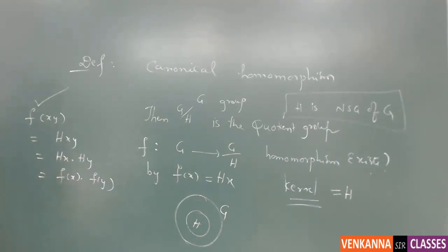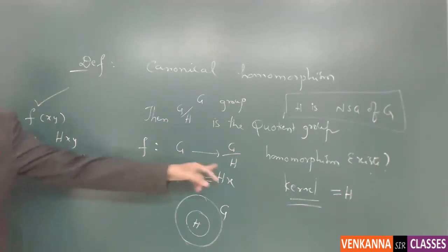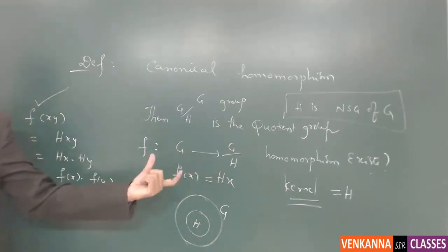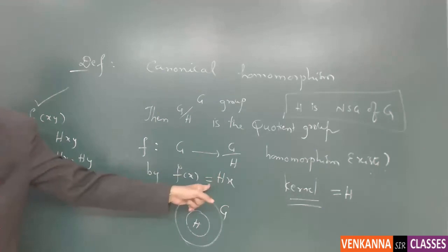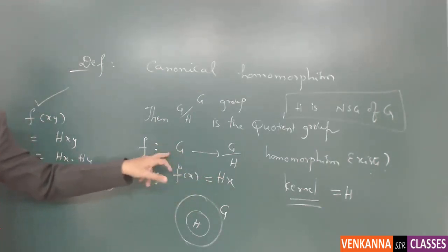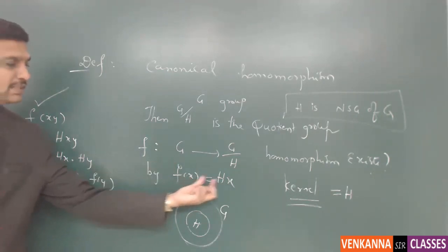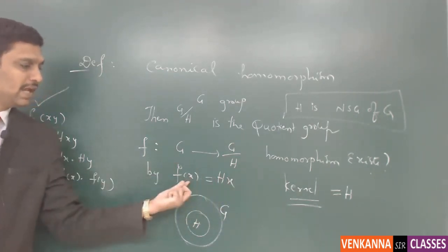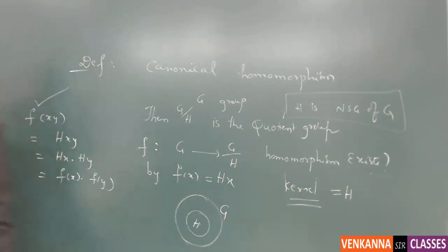So is the definition clear? What is meant by canonical homomorphism? The homomorphism defined from a group to the quotient group with the property that f of x is equal to Hx. In this way, we are defining the homomorphism between these two. So the element is paired with the set. It is an element-set relation. Okay. Any questions you can ask?